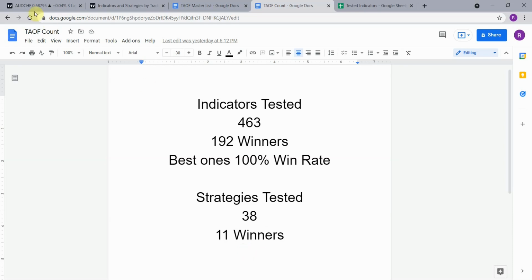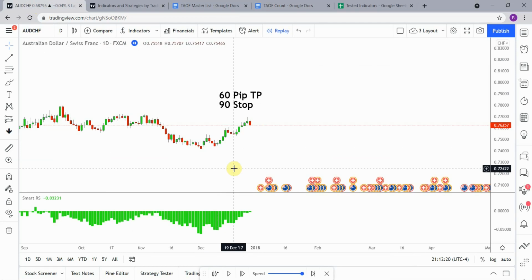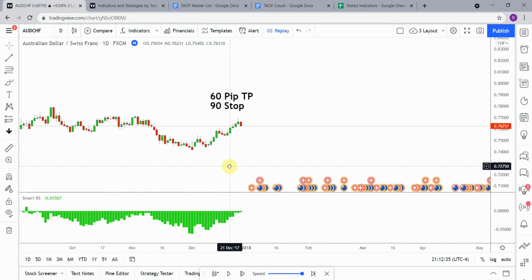And keep in mind that we do test these indicators across the Forex market and the strategies, but they can be used universally across just about any market you want to. So Forex, regular stock market, whatever you want to apply them to, not just Forex.